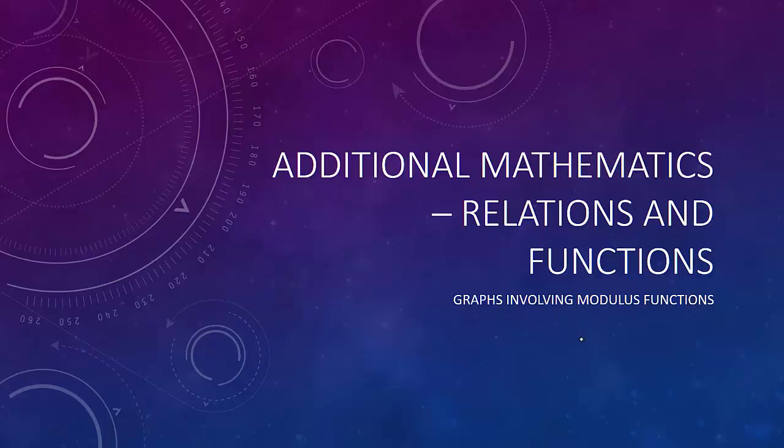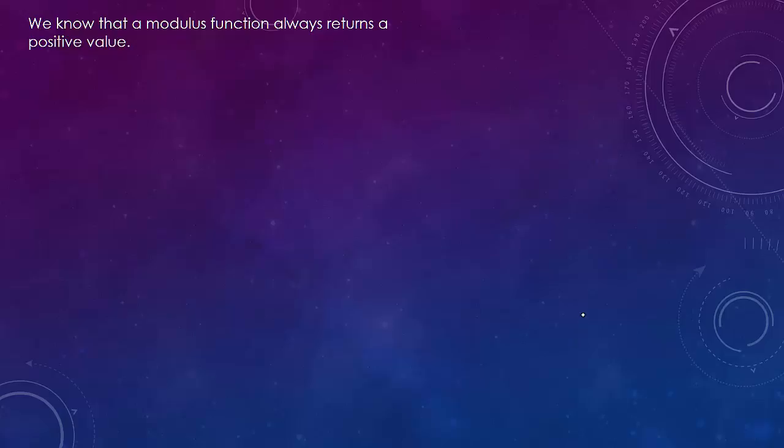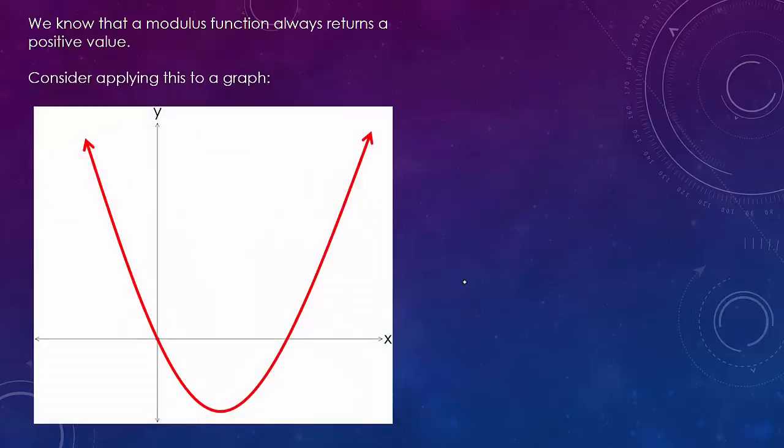Graphs involving modulus functions. We know that a modulus function always returns a positive value. Consider applying this to a graph, such as this graph here. Think about how we plot a graph. We input an x value, and we get a corresponding y value, which means we plot this point here.